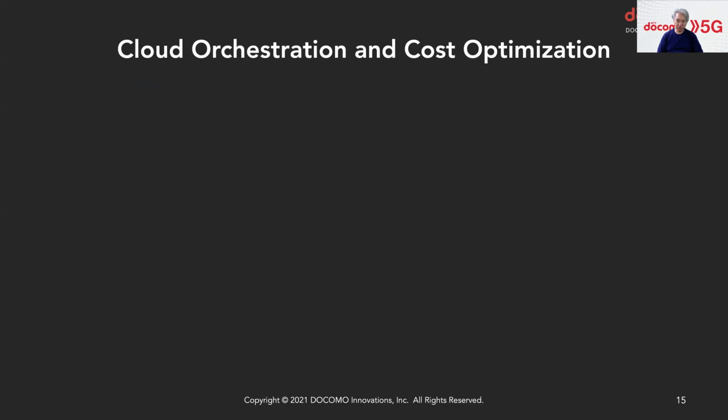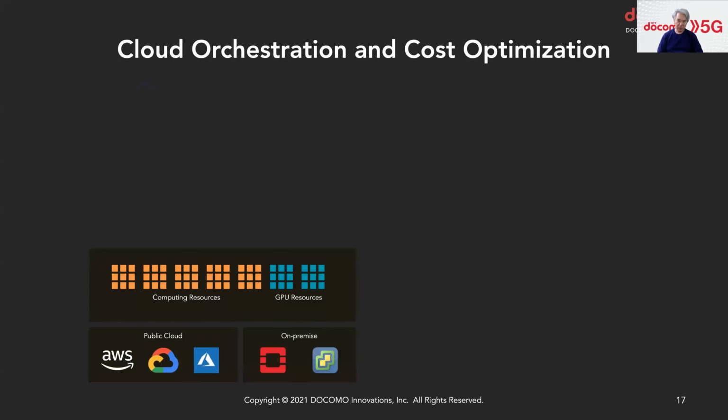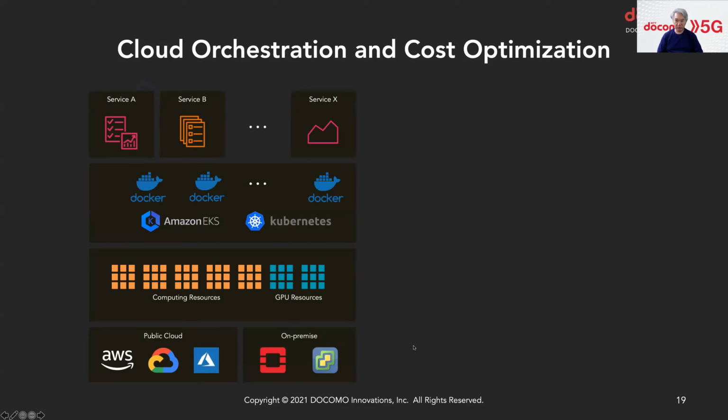Let's move on to cloud orchestration and cost optimization. So we have public cloud and on-premise, as I talked about, and we have common computing resources and GPU resources. Nowadays, we build an abstraction layer on top of computing resources using Kubernetes to manage containers. And then we build the application or service. So this is 2021, the current situation of the latest cloud computing architecture.